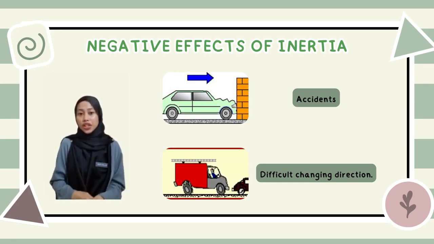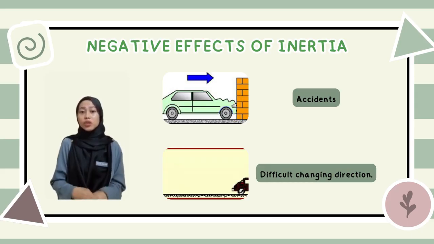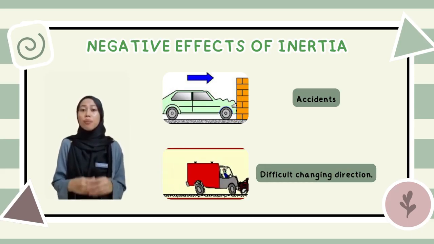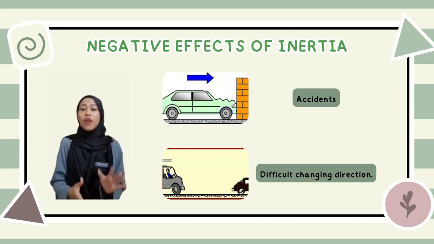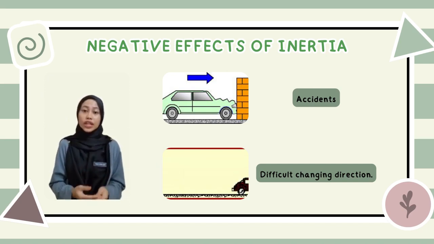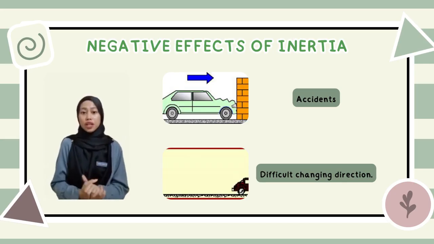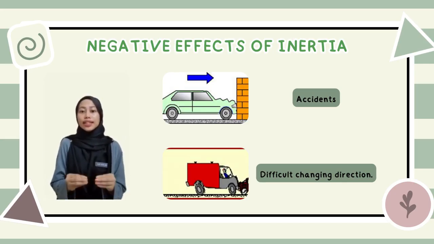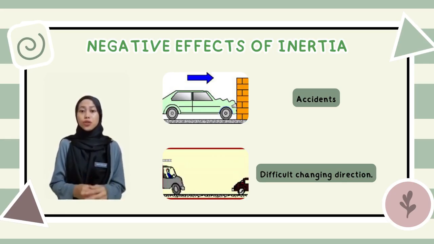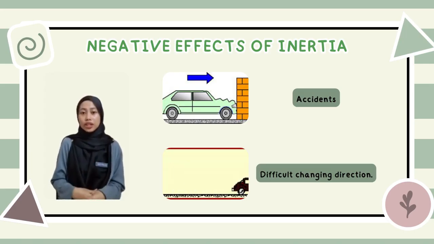Difficulty changing direction. Inertia can make it difficult to change direction, especially when you are moving at high speed. For example, if you are driving a car, you need to swerve to avoid an obstacle. It will take more time and effort to do because of the inertia.